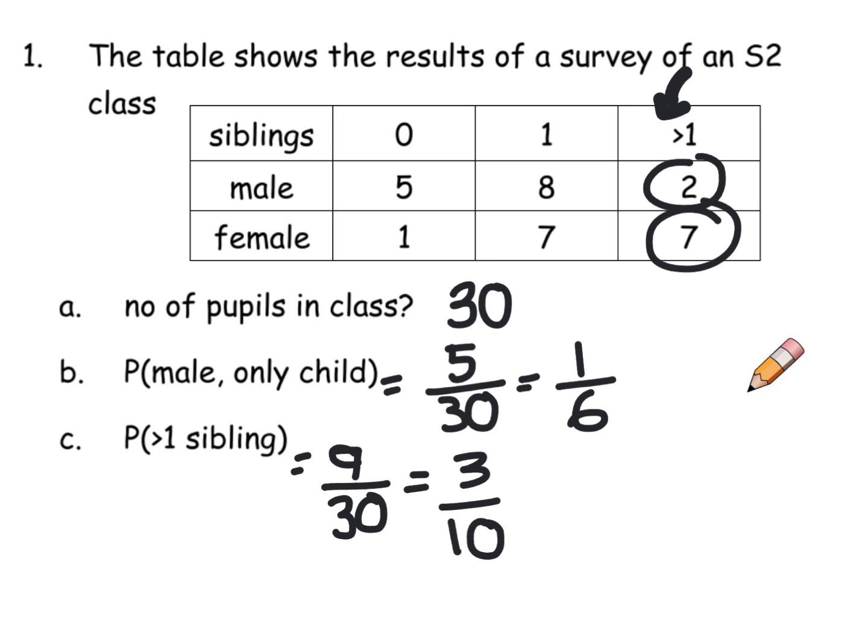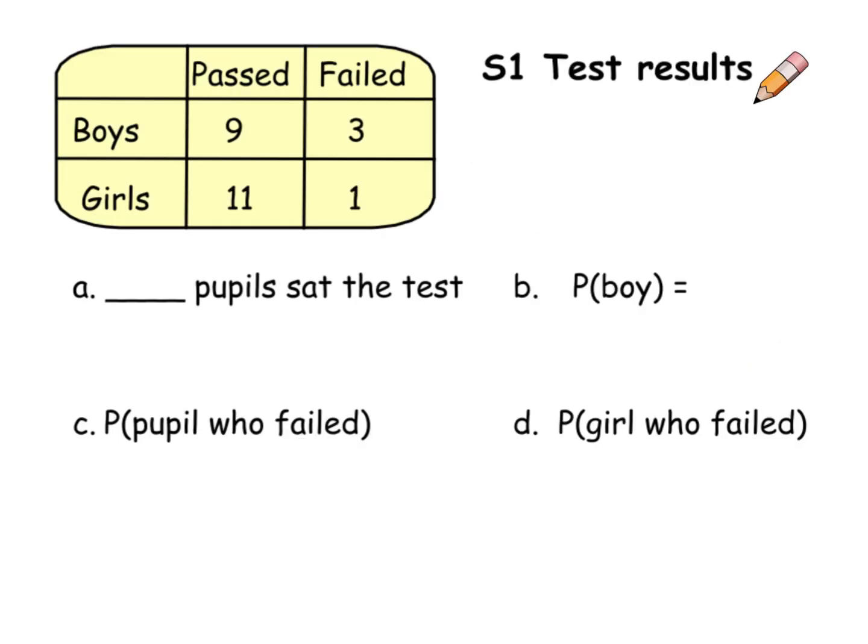Is that all right? Let's have a look at another one. I've only got a couple. So here's another similar table. This time we're looking at some S1 test results, and you're being split up into males or females, passed or failed. Luckily there's a lot more passes here than fails, so not too bad a class. First question is how many pupils sat the test? So I have 9 add 11 add 3 add 1, that's 24 pupils. So 24 pupils in the class.